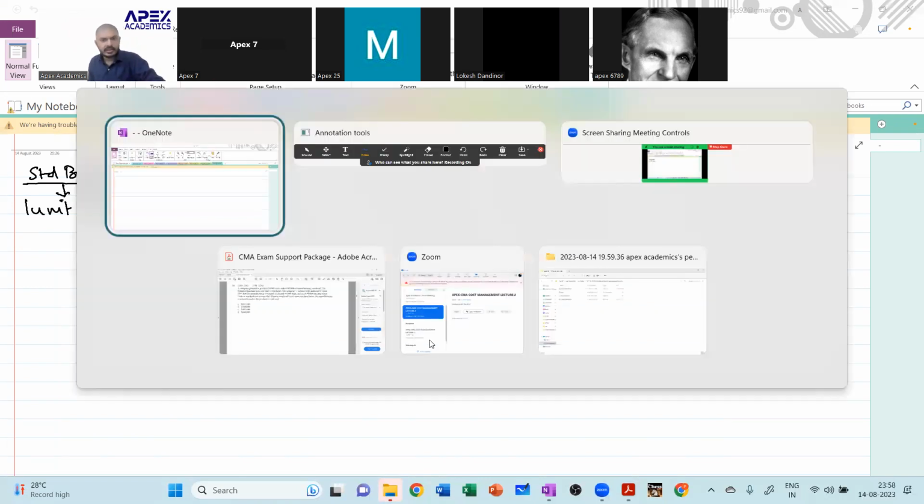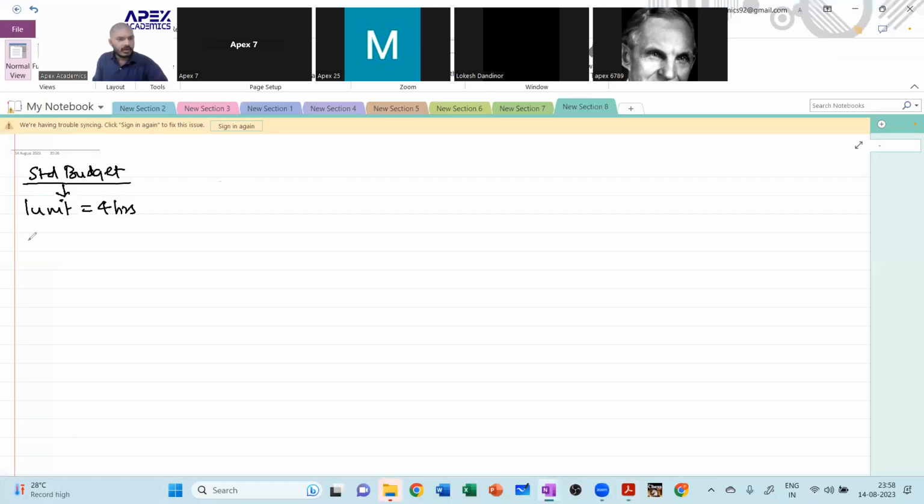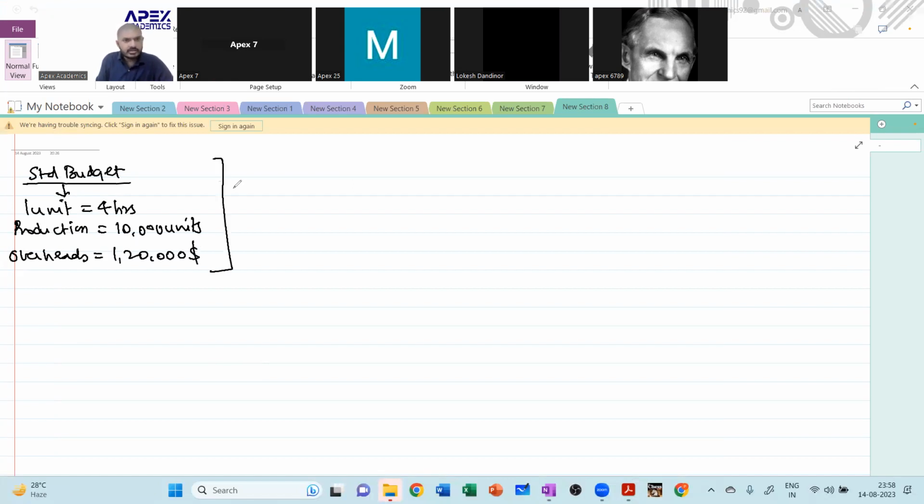Just a second, let's take it in their lingo. 1 unit takes 4 hours, and the budgeted production that you are going to undertake is 10,000 units. How many units? 10,000 units. And the budgeted overheads are $120,000.